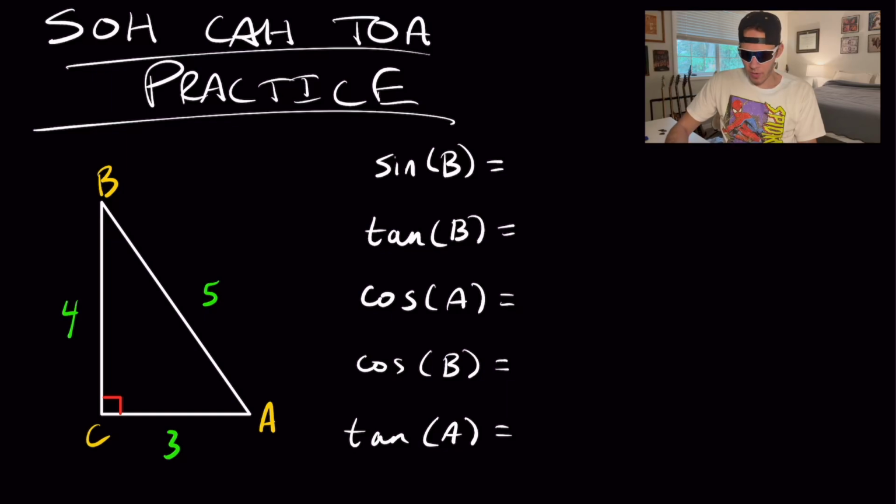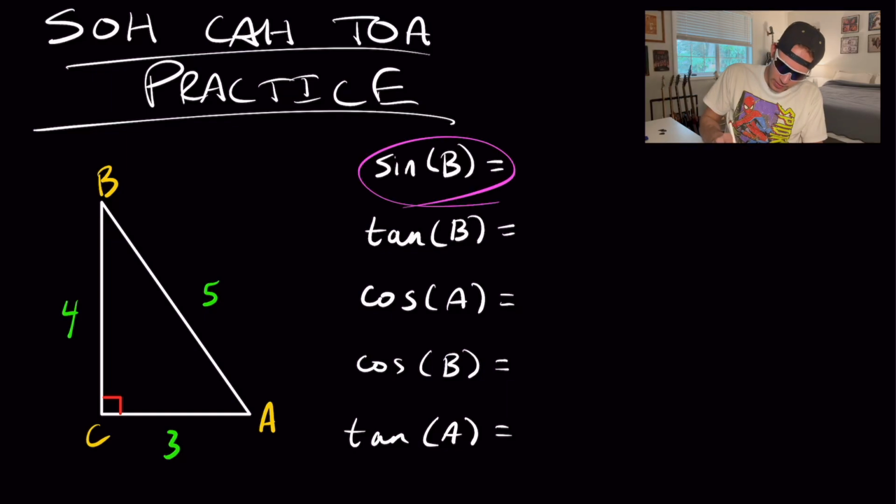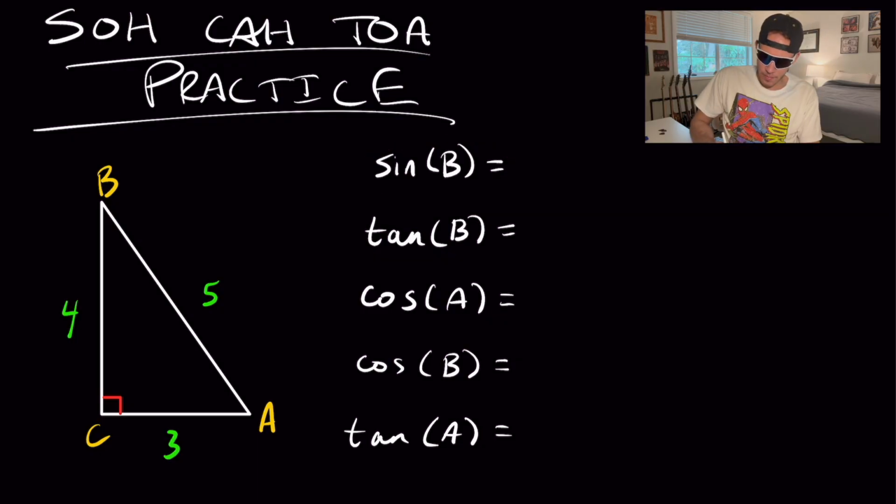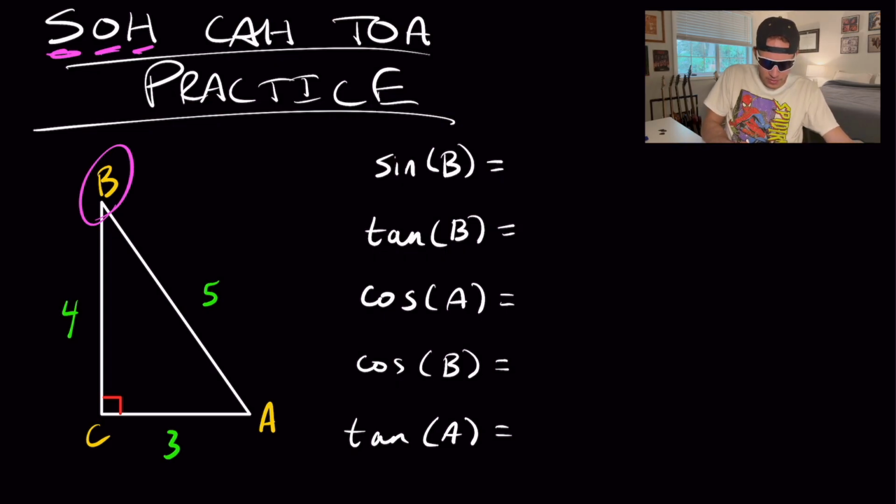All right, let's do a little bit more practice with SOH CAH TOA, work through a few more examples. So starting here with sine of b, right? Whatever angle is inside the parentheses of your sine, cosine, or tangent, that's the angle you want to start at. So I'm going to go over here to angle b. And since this is sine, we're going to use the SO part of SOH CAH TOA. So we have sine is equal to opposite over hypotenuse.